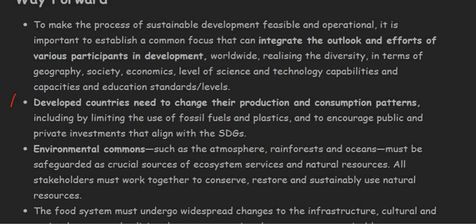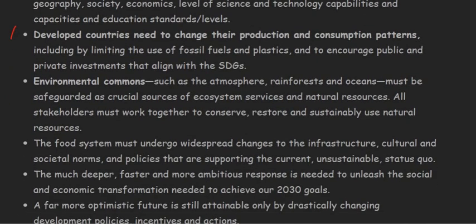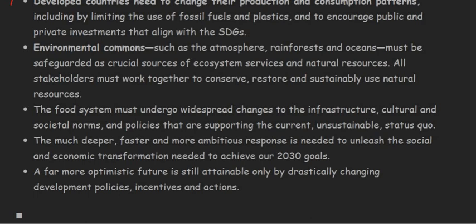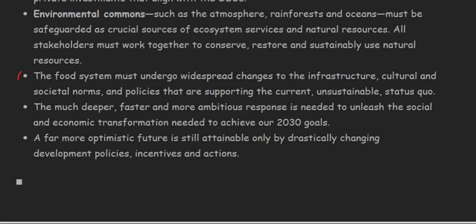Environmental commons, such as the atmosphere, rainforests and oceans, must be safeguarded as crucial sources of ecosystem services and natural resources. All stakeholders must work together to conserve, restore and sustainably use natural resources. The food system must undergo widespread changes to the infrastructure, cultural and societal norms, and policies that are supporting the current, unsustainable status quo. A much deeper, faster and more ambitious response is needed to unleash the social and economic transformation needed to achieve our 2030 goals. A far more optimistic future is still attainable, only by drastically changing development policies, incentives and actions.